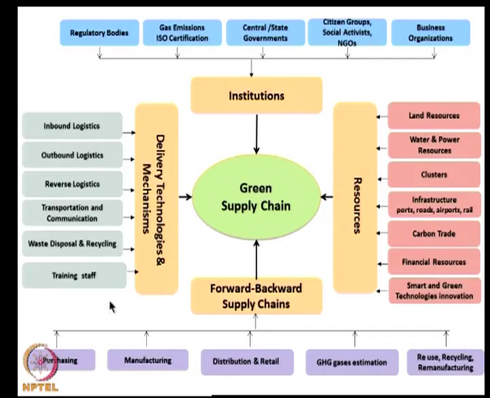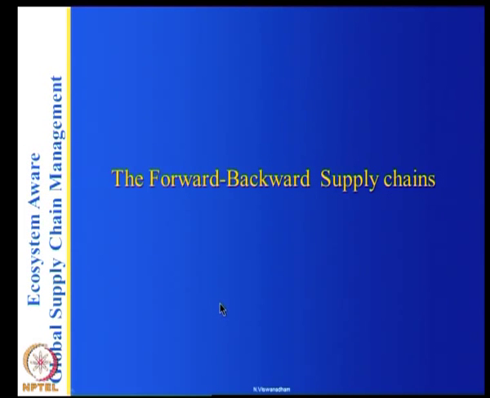And a lot of training is needed for the staff, because you are talking basically of new technologies, you are talking of new innovations, you are talking of new practices. So you require to train the staff. So basically, if you look at the green supply chain ecosystem, you have the 4 elements: the forward and backward supply chains, the resources, institutions, and delivery mechanisms. All these affect the green supply chain performance. So let us look at them one by one. The forward and backward supply chains.